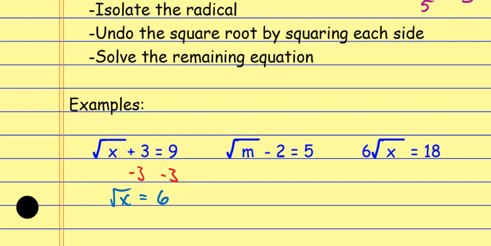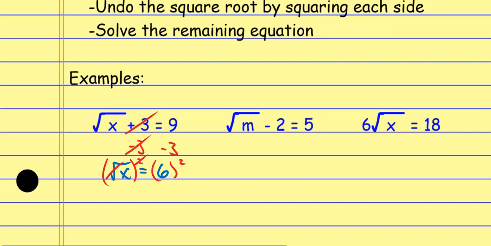And now I undo the root by using an exponent. And since this is a square root, I have to use an exponent of 2. Again, the root and the exponent cancel each other out, just like here the plus 3 and the minus 3 cancel each other out. Okay, that's the whole point of why I'm doing this, as I want to cancel out that thing so I can solve for x. And so I get x equals 36.